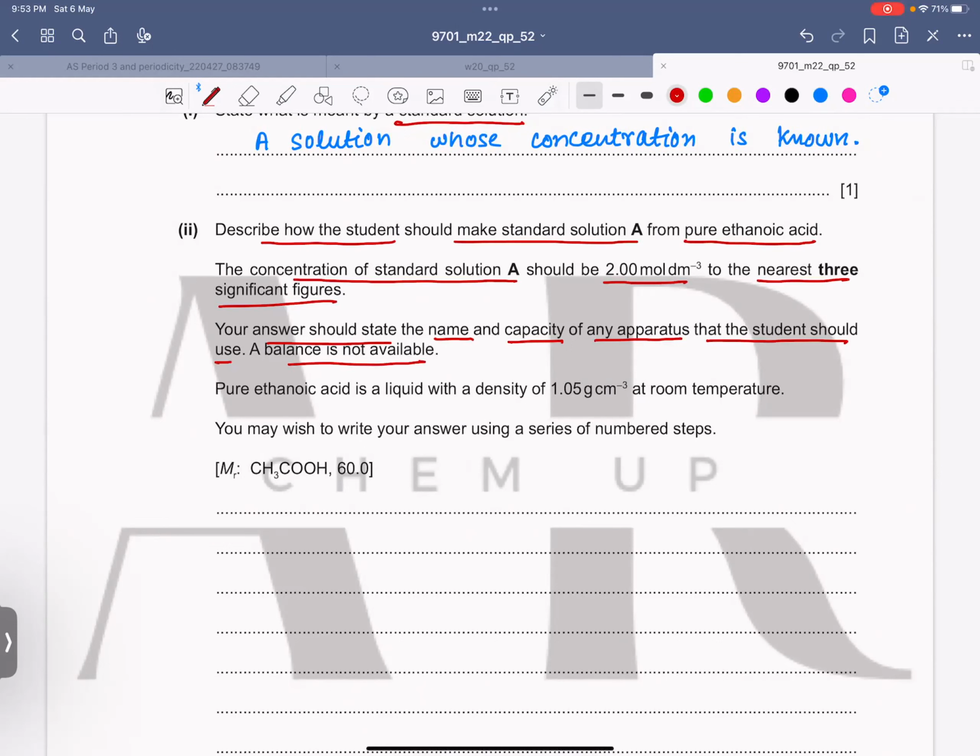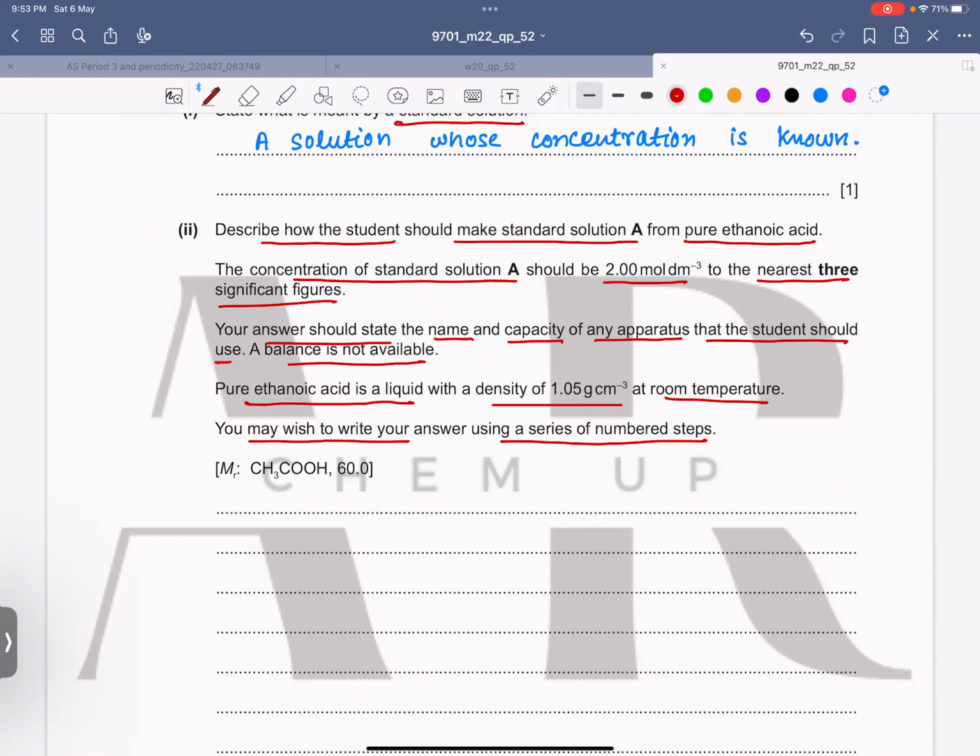Okay. Pure ethanoic acid is a liquid, so they have told you the state of the pure ethanoic acid and a density of 1.05 gram per centimeter cube at room temperature. You may wish to write your answer using a series of numbered steps.